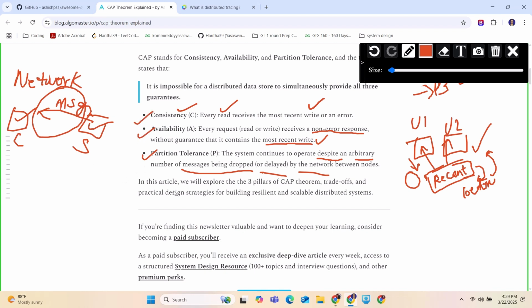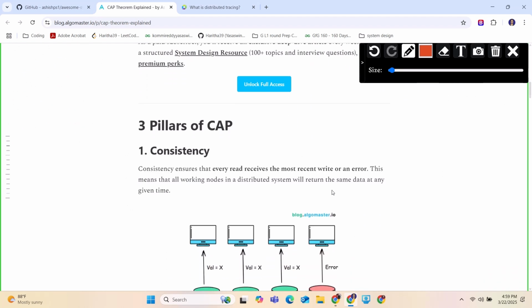In this article, we will explore the three pillars of CAP theorem, trade-offs, and practical design strategies for building resilient and scalable distributed systems. This CAP theorem helps us with trade-offs and also scalability. The trade-offs, as we said, are pros and cons. We should compromise on either consistency, availability, or partition tolerance. Let's check each of them in depth and also understand the trade-offs.